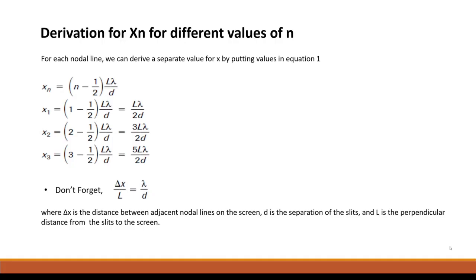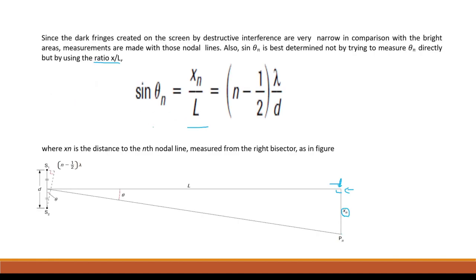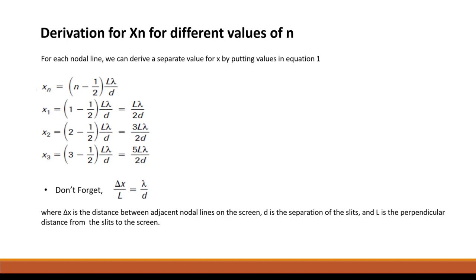So if we take this new formula and don't use theta in the sine theta, because we said it's not as accurate, and we just use xn over L and the n minus half side, we can find a separate value of x for each nodal line. So generally xn, if we bring the L over, looks like n minus half times L lambda over d. If we substitute 1 for the first nodal line, we get L lambda over 2d, and likewise for the second and third nodal lines, we get different values of x.